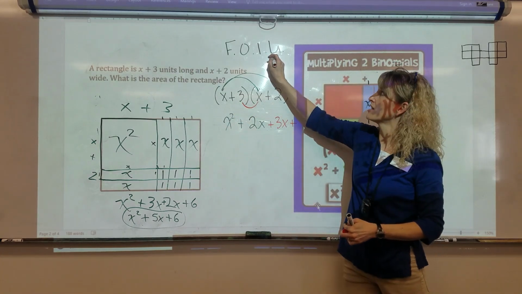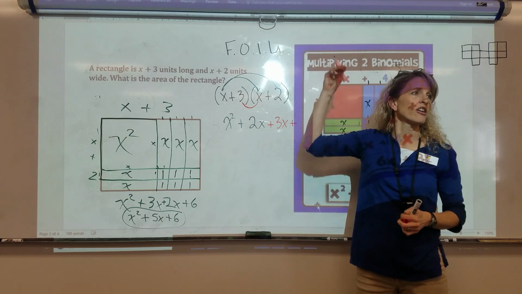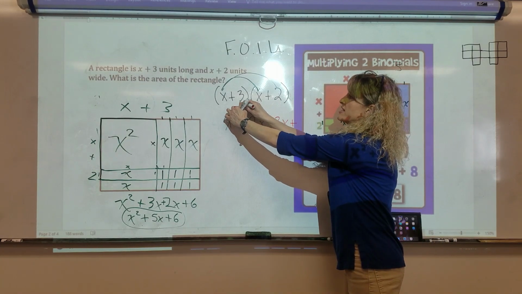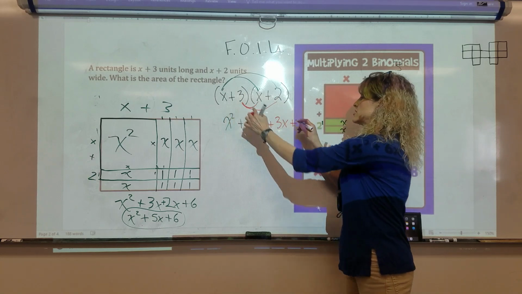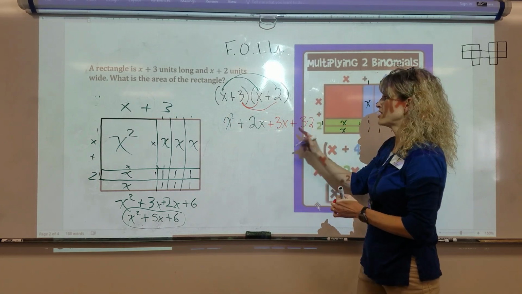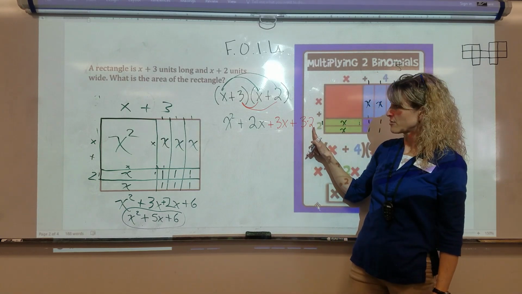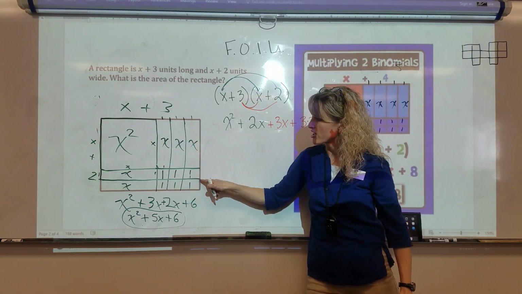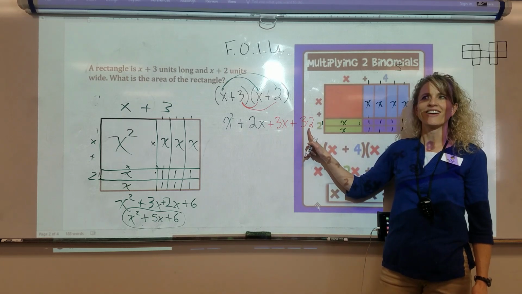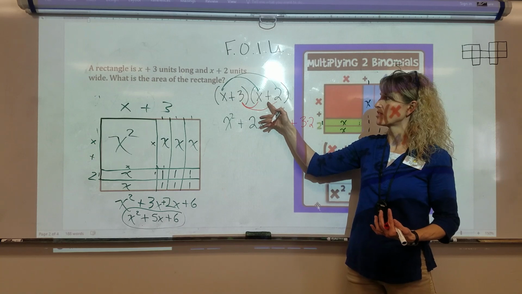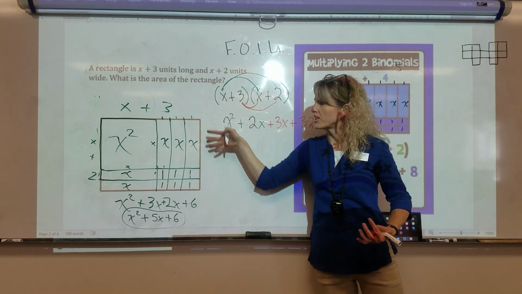Then, L stands for last. So I take the last term inside each parenthesis, 3 times 2. Now, did I do a 3? Do I have 3 x's here? Yes. And do I have a 3 times 2? Here's my 3 across by 2 wide for my holes. Yes. It's kind of cool. It maps my two binomials using the FOIL method exactly what we did by adding those up.